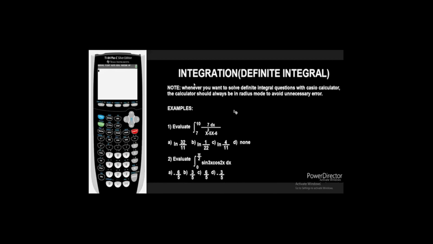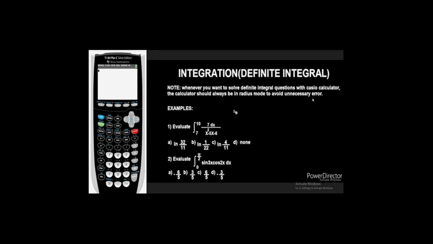Now, I noticed something here. Note, whenever I want to solve definite integral questions with the TI-84 Plus scientific calculator, though I use this one here, it is applicable to Casio as well. Any calculator you are using at all, the calculator should always be in radian mode to avoid unnecessary error.